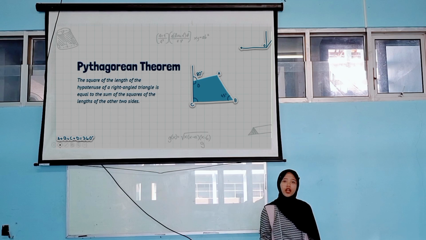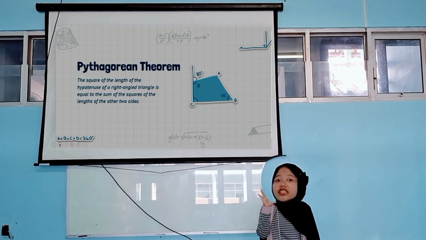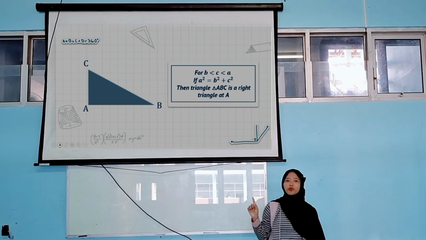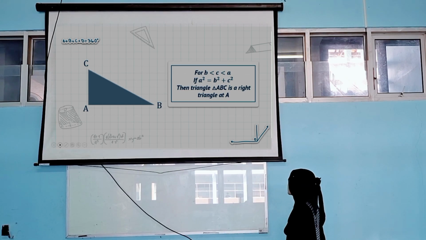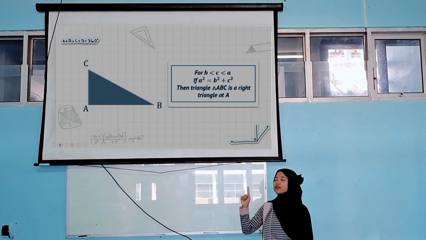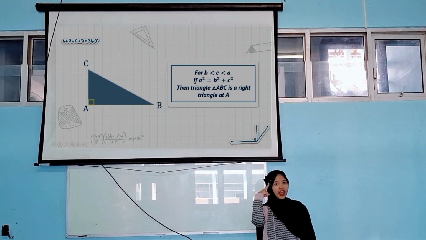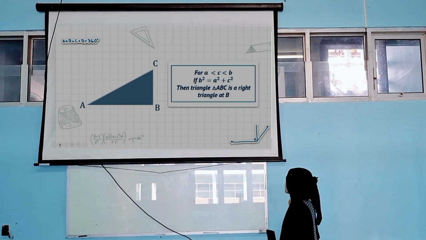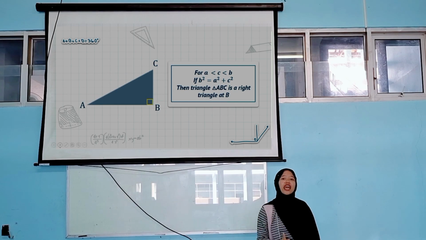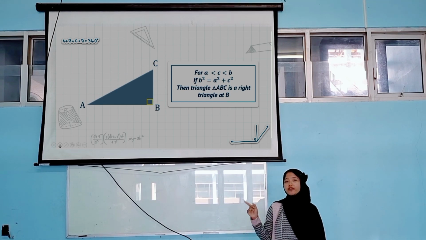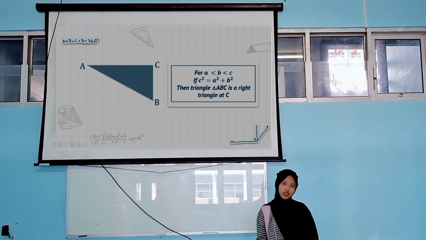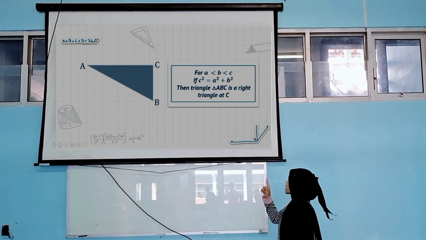Now, how can we tell which angle is a right angle? Just by the sides. First, if A squared equals B squared plus C squared, then the triangle is a right triangle at vertex A. Remember, A is the longest side. Next, if B squared equals A squared plus C squared, the right angle is at B. So, the position of the longest side changes the location of the right angle. And if C squared equals A squared plus B squared, the triangle is right angle at C.